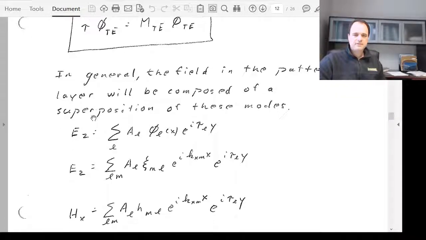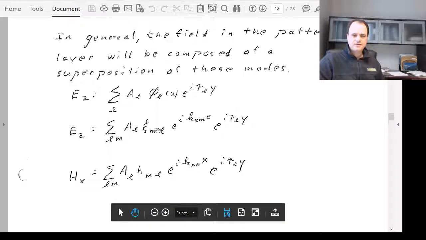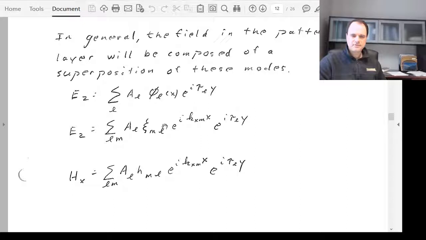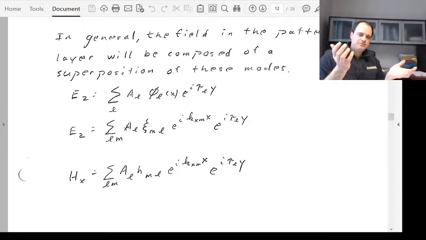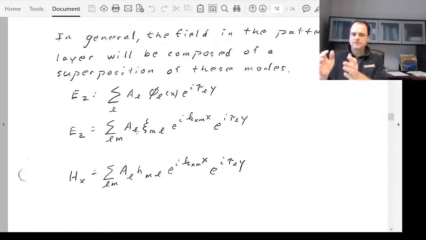Just like within the TM polarization, we can write E sub z and h of x as an expansion of these eigenmodes here. Each eigenmode is given by this after we do the sum over m. But we compose these fields as a combination of these eigenmodes, and that's what the A of L tells you, the individual strengths of the different eigenmodes. All right. So we have E sub z and h of x.